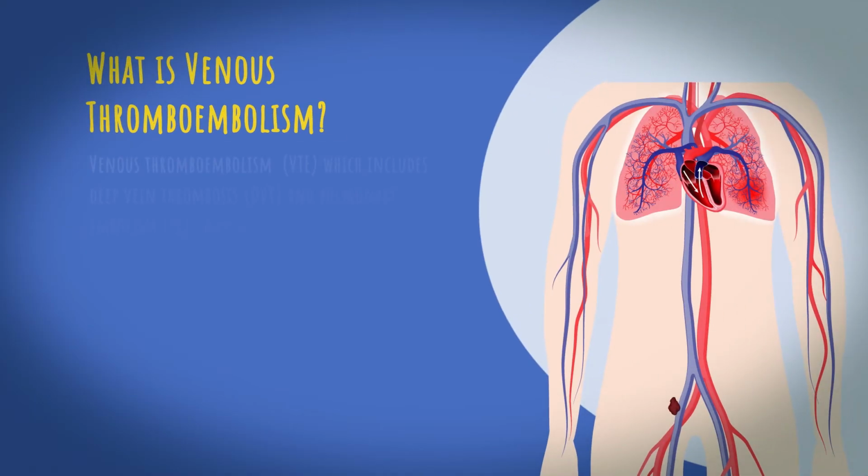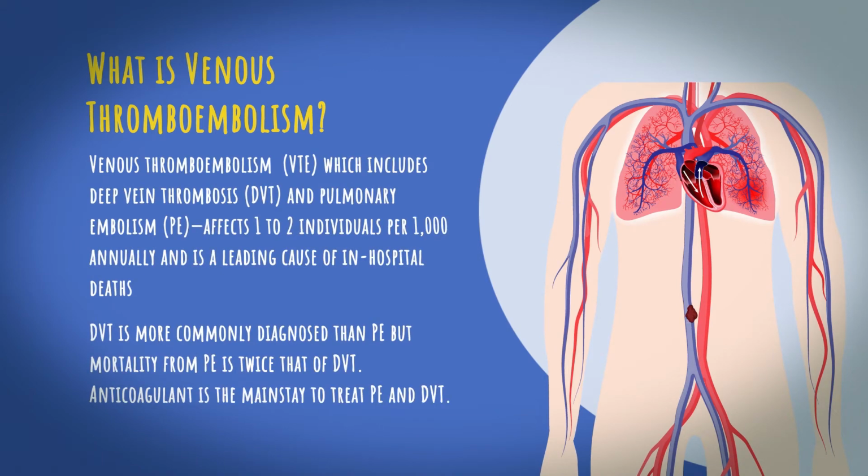Venous thromboembolism, which includes deep vein thrombosis and pulmonary embolism, affects 1 to 2 individuals per 1,000 annually and is a leading cause of in-hospital deaths. DVT is more commonly diagnosed than PE, but mortality from PE is twice that of DVT. Anticoagulant is the mainstay to treat PE and DVT.